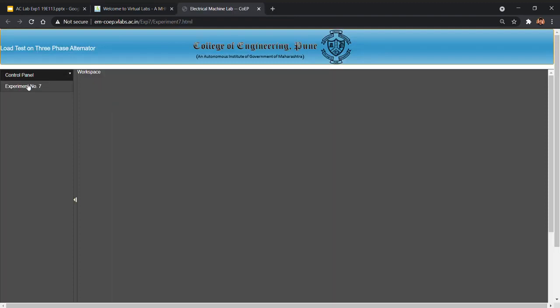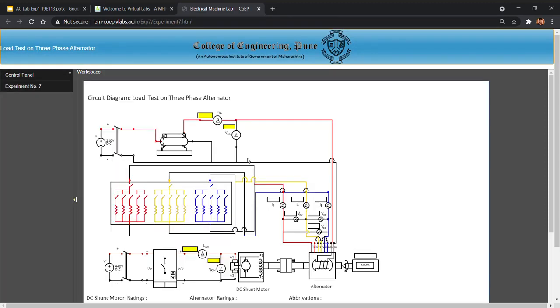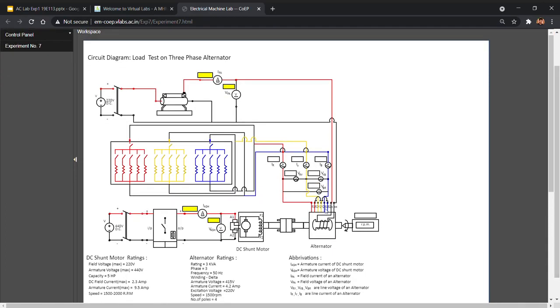Drag experiment number 7 into the workspace. So this is the circuit diagram of this experiment. Here is the three-phase alternator. This is the field excitation system with a 220 volt DC supply. This is the field rheostat, which is initially at maximum resistance position. This is the three-phase resistive load. All switches are open. This is the prime mover of the alternator.